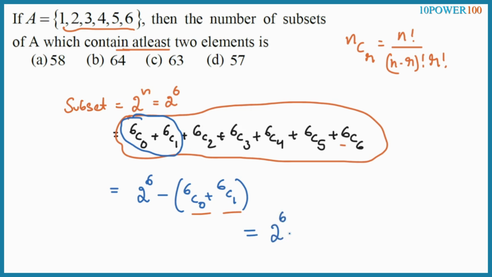2 power 6 minus (6C0 is 1 plus 6C1 is 6). Okay, 2 power 6 is 64. 64 minus (1 plus 6 is 7). 64 minus 7 is 57. 57 is the correct answer. Option D, 57 is the correct answer. So what does 57 indicate? This is the total number of subsets of the given set which contain at least 2 elements. So the final answer is 57.